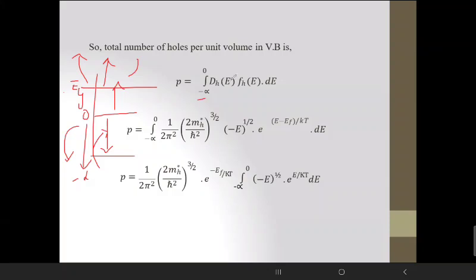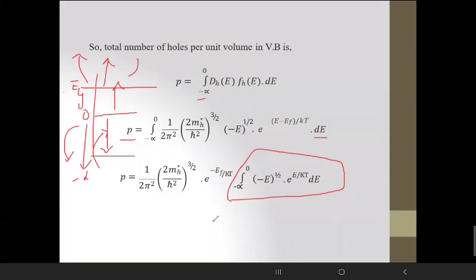So minus infinity to 0, of the density of holes times the Fermi function, dE. So the number of holes P is equal to the integral from minus infinity to 0 of 1 over 2 pi squared, (2 mh star over h cross squared) to the power 3 by 2, times minus E to the half, exponential of (E minus Ef) over kT, dE. You have to take all the constants out, so your integration is this.